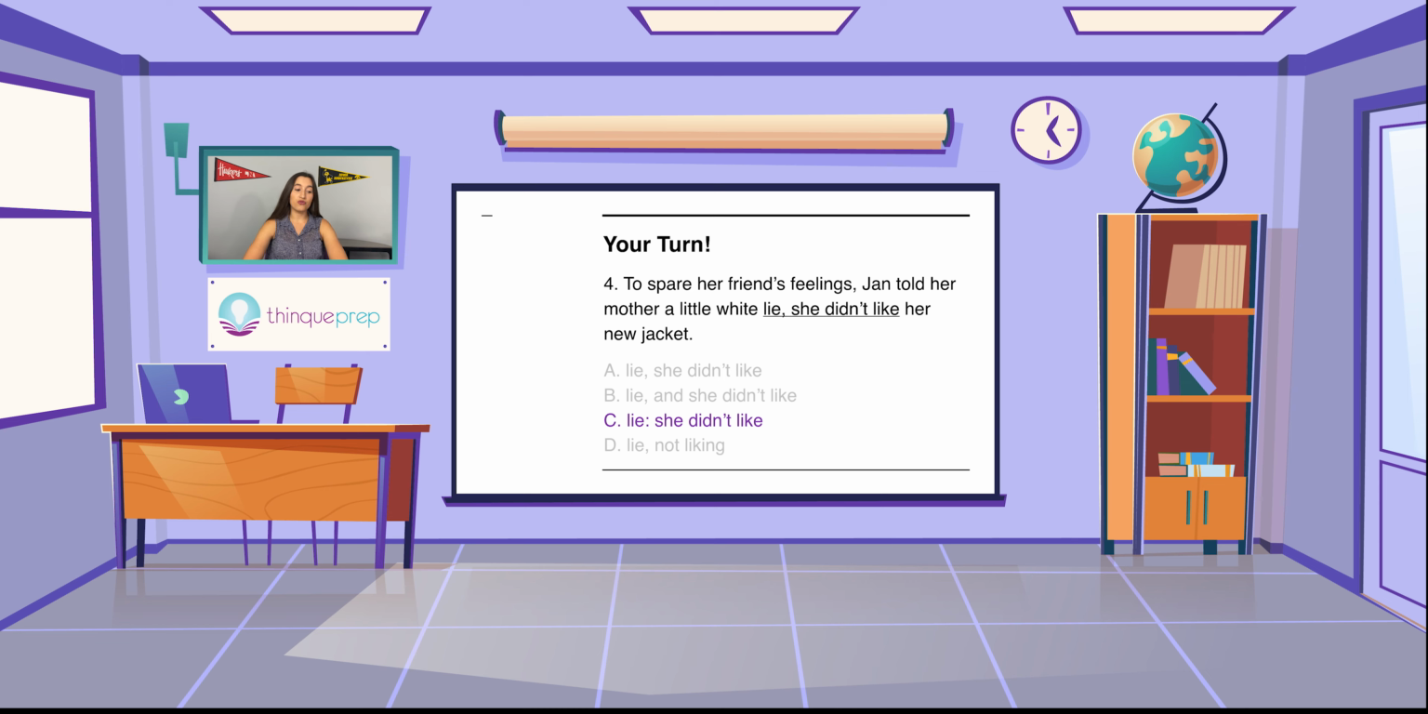The part of the sentence before the colon is an independent clause, just like it's supposed to be. The part after the colon, she didn't like her new jacket, tells us the white lie that Jan told.